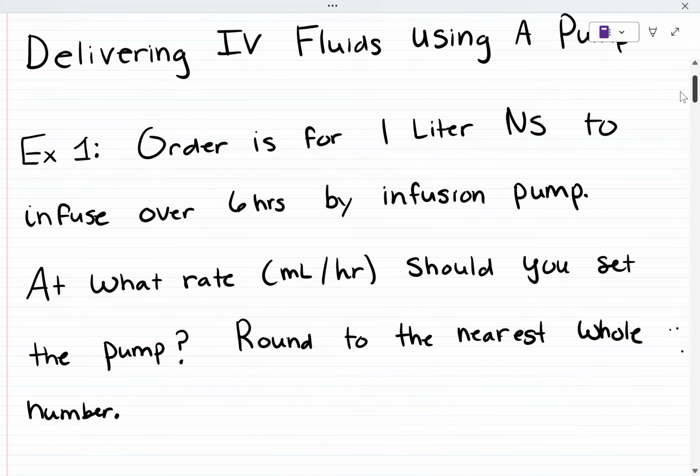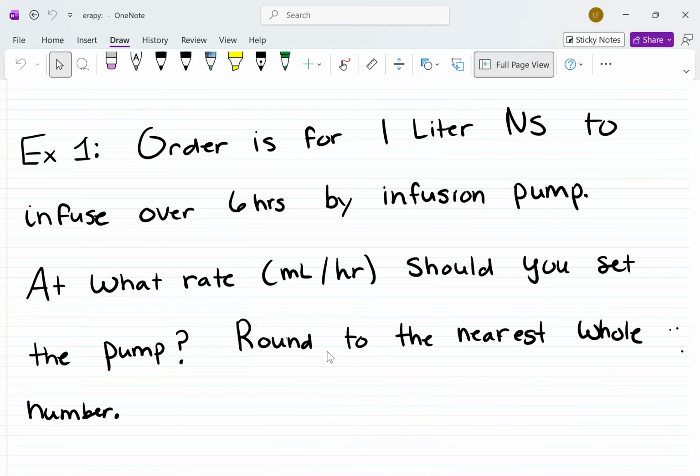Example one says we have an order. The order is for 1 liter NS to infuse over 6 hours by infusion pump. At what rate, meaning the final answer shall be in milliliters per hour, should you set the pump? Round to the nearest whole number. So we have to be in milliliters per hour. That's our final units, right? So what would we do? At what rate, milliliters per hour, should you set the pump?